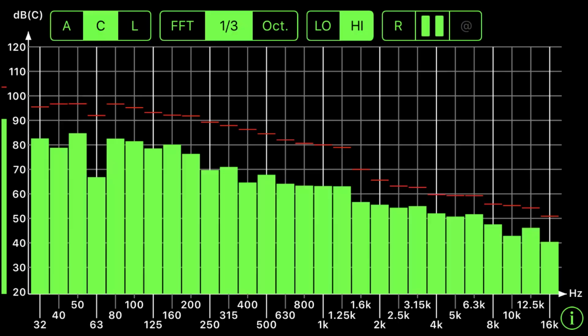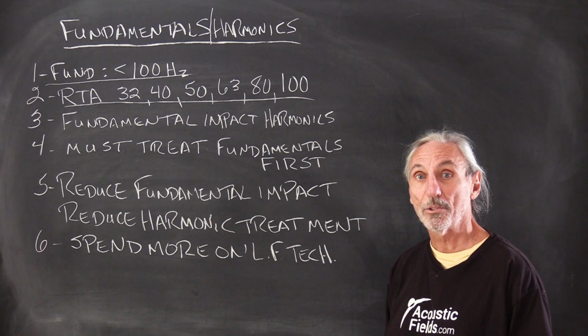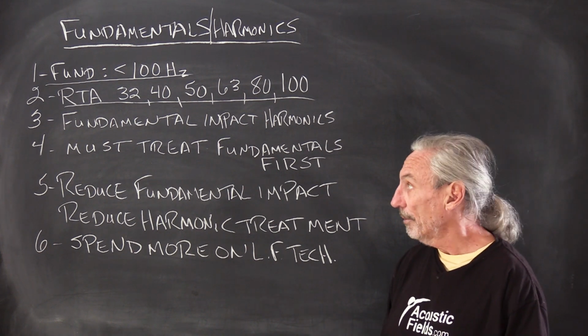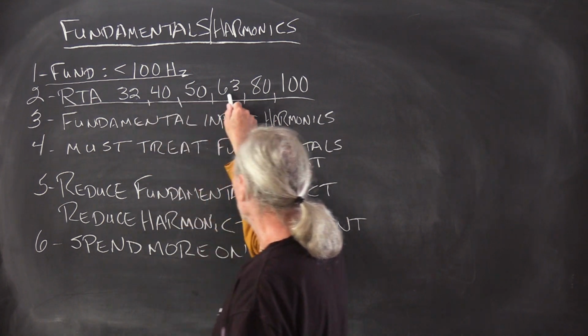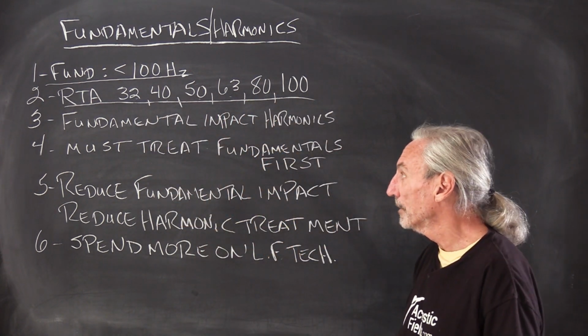So we all know what an RTA is, a real-time analyzer, okay? Or as we like to say in the shop, a resolution time analyzer, because that's really what you're doing. You're taking a picture of the resolution of the room and how it moves. So in standard RTAs, we have 32, 40, 50, 63, 80, and 100 cycles.